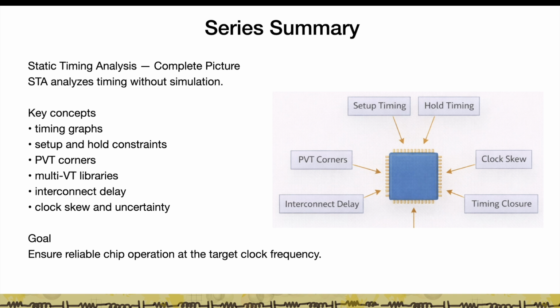What ties it all together is this: every number in a timing report represents a physical reality: the RC of a wire, the threshold voltage of a transistor, the buffer delays in a clock tree. Understanding why those numbers are what they are, not just how to interpret them, is what separates designers who can close timing from those who can just run the tools and hope. That understanding is what the series has been building toward.